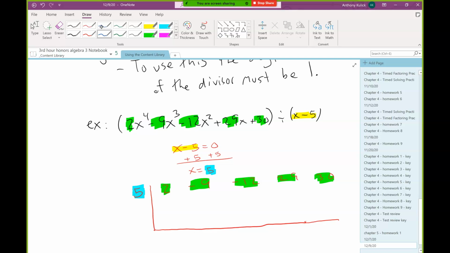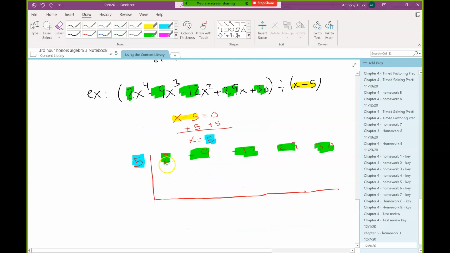Everybody okay with this setup? So it's almost the exact same as the synthetic substitution setup, right? And now the process that I'm going to do is exactly the same as the synthetic substitution process. So I'm going to begin by just bringing the first number down. And then I'll multiply the number on the outside by that number below, write the result in the next spot and add down. Just like we did for synthetic substitution. I'm going to continue doing that.